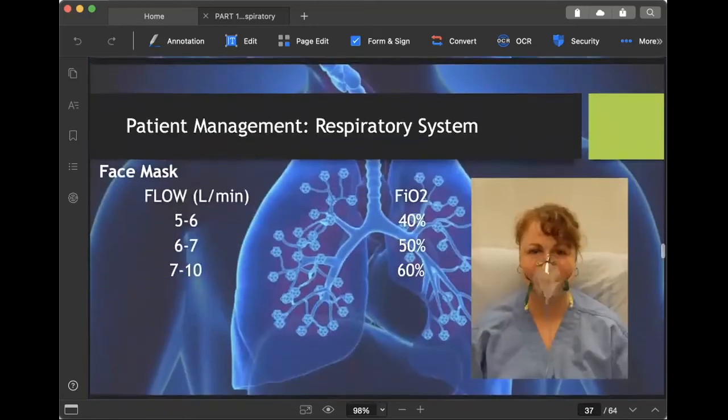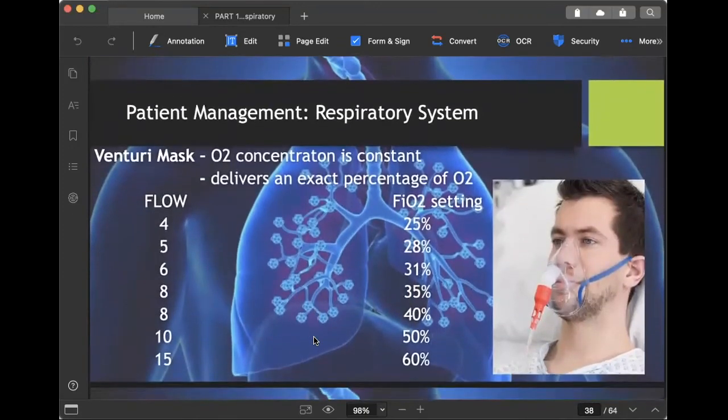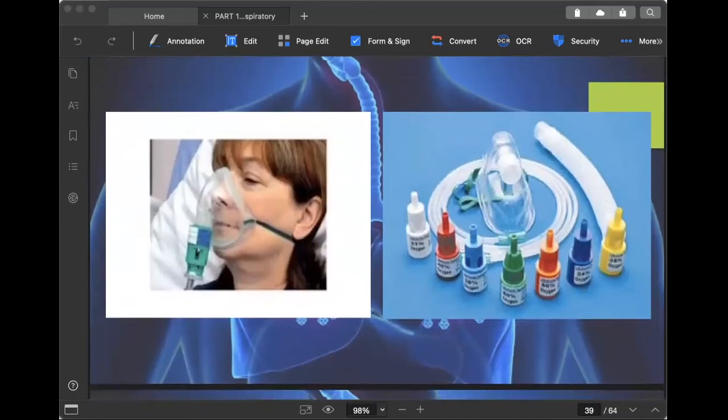For your face mask, 5 to 6 liters will equate to 40%, 6 to 7 is 50%, and 7 to 8 is 60%. Your Venturi mask has a constant oxygen concentration and delivers an exact percentage of oxygen. Flow 4 is 25, 5 is 28, 6 is 31, and so on. So here are the other illustrations of devices being used for oxygen therapy.